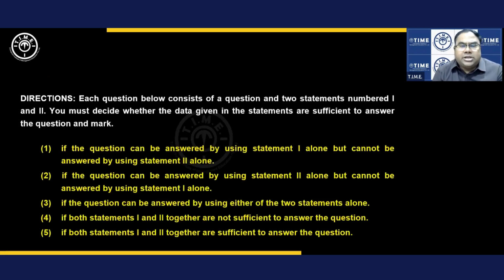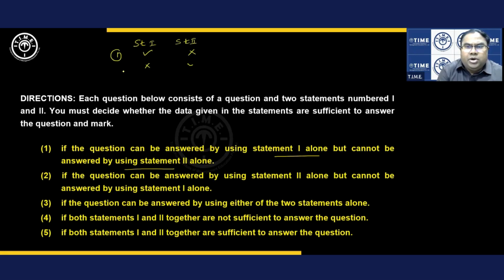Okay, next 5 questions are based on data sufficiency. Each question consists of a question and 2 statements numbered 1 and 2. You have to decide whether the data given in the statements are sufficient to answer the question and mark 1 if the question can be answered using statement 1 alone but cannot be answered using statement 2 alone. That means, see here, I'll write. If you are getting the answer from statement 1 alone, not from 2 alone, option 1.